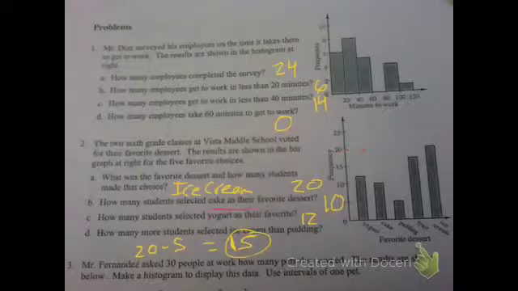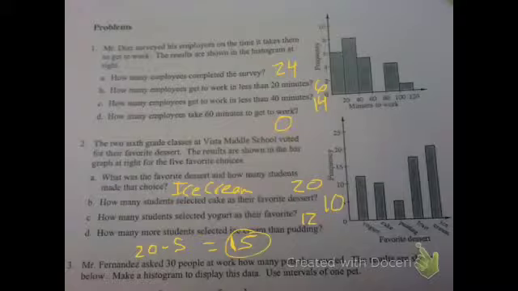How many selected cake as their favorite dessert? That's just how tall it is, 10. How many students said yogurt? That's just how tall that one is. That one's about 12. That one's a little bit hard because it doesn't have a little tick mark over here, but I'm guessing it's 12. At least 12 looks about right.